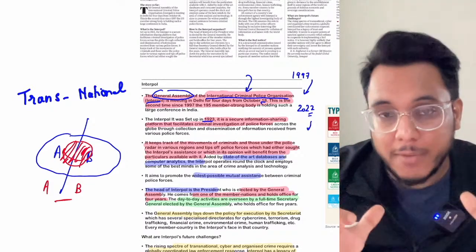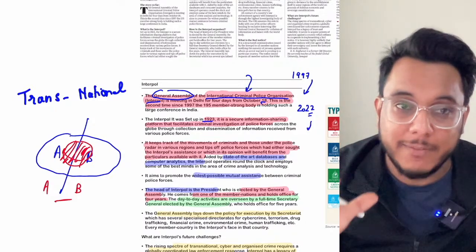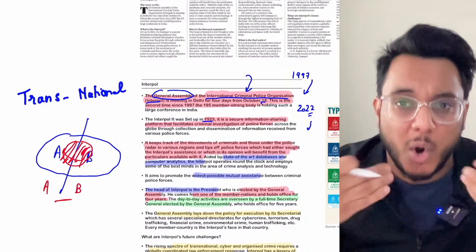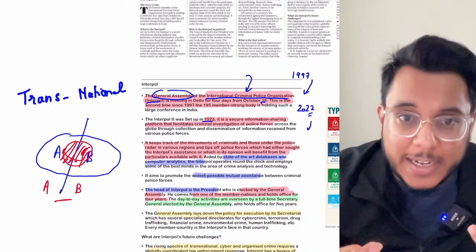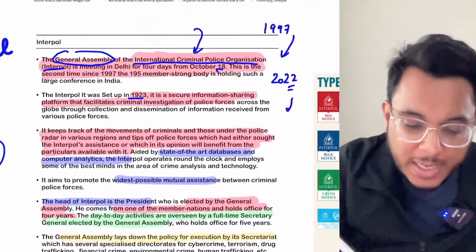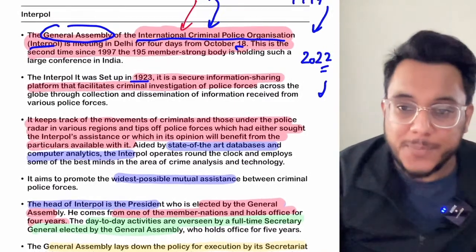So we need an organization, a platform where police organizations can cooperate with each other on transnational crimes, terrorism, cyber crime, organized crime, drug trafficking issues, and all such things. Therefore Interpol, the International Criminal Police Organization, was established in 1923.